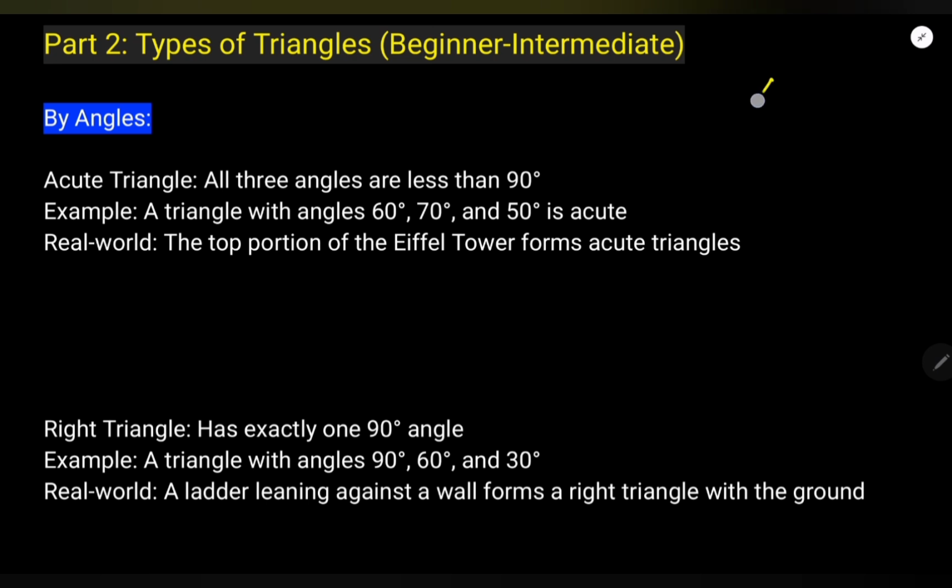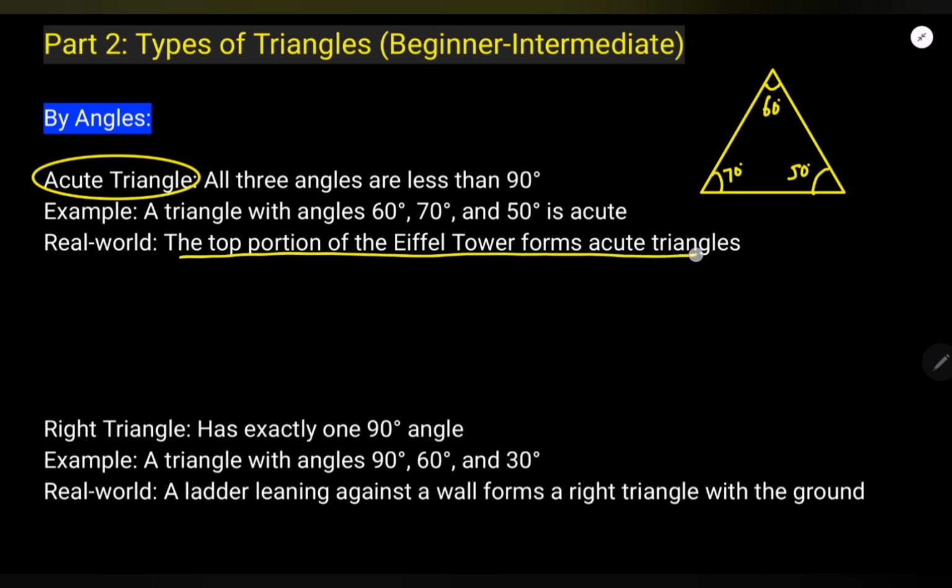Okay, I will draw it again. Suppose all the angles are less than 90 degrees. Like suppose one is 60, one is 70 and one is 50. Then you will say this is an acute angle triangle. This is known as what? Acute angle triangle, in which all angles are less than 90 degrees. The top portion of the Eiffel Tower forms acute triangles, right?